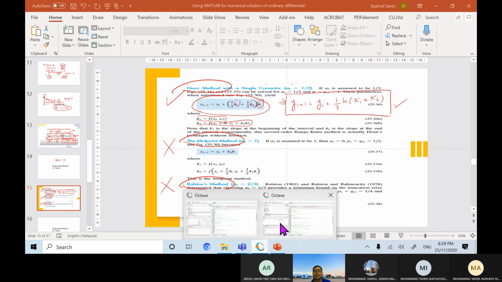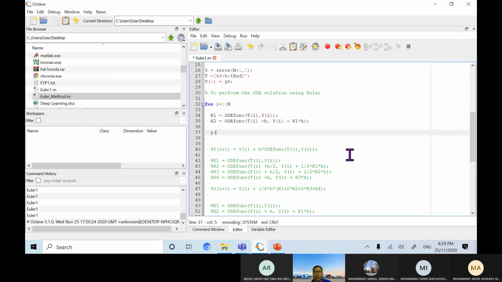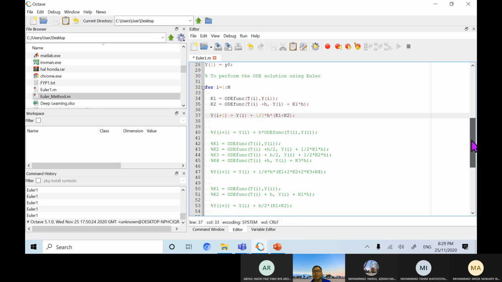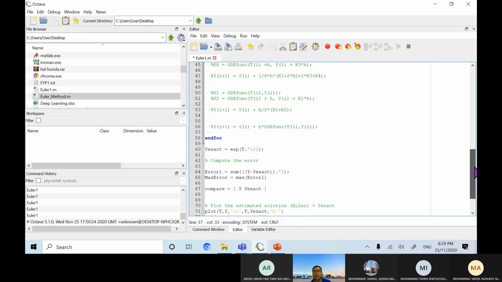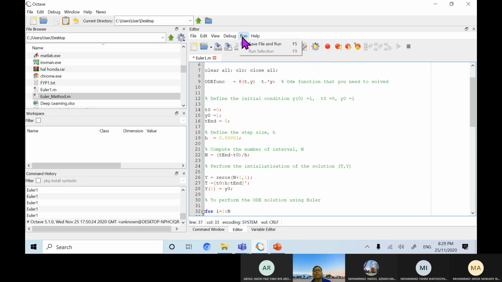So I'll type it here. Y I plus 1, sorry, must be big Y. I plus 1 is equal to YI plus half of H multiplied by K1 plus K2. Okay, the rest is the same, no difference. Okay, and try to run it.